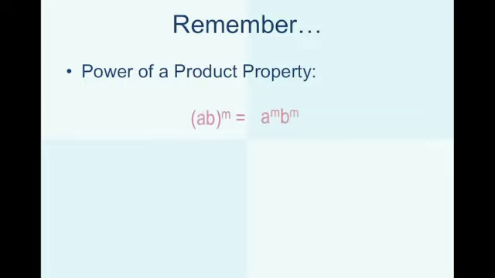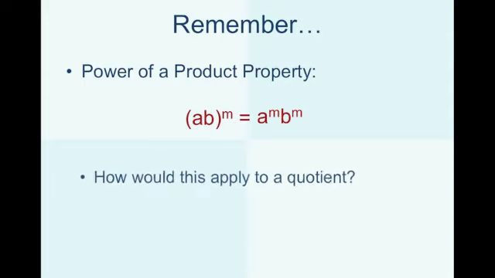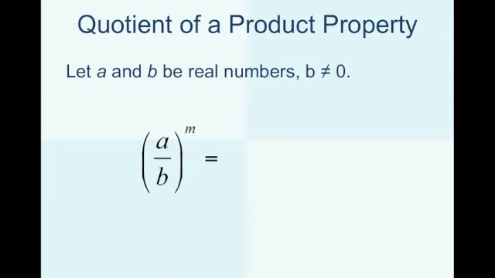Remember the power of a product property. What do you think how this applies to a quotient? Well, it's exactly the same. Again, as long as a and b are numbers, and b cannot be 0. Remember, no division by 0.